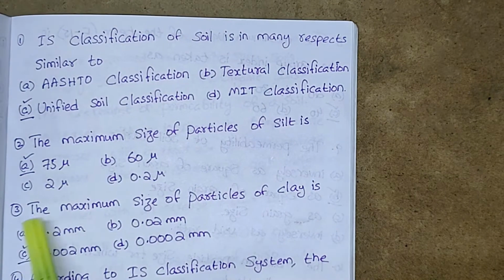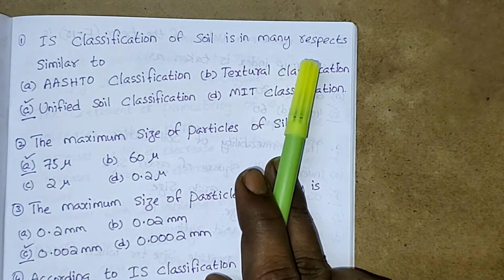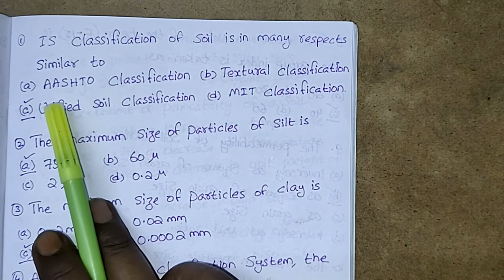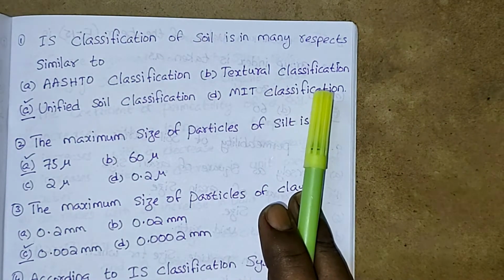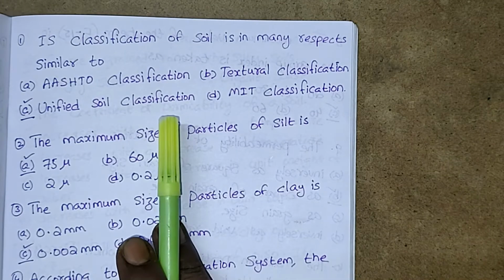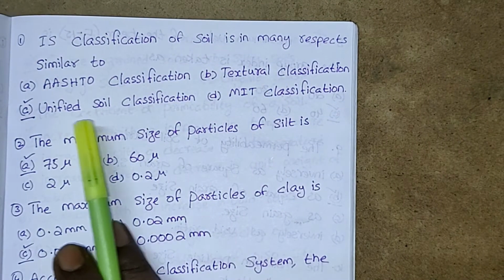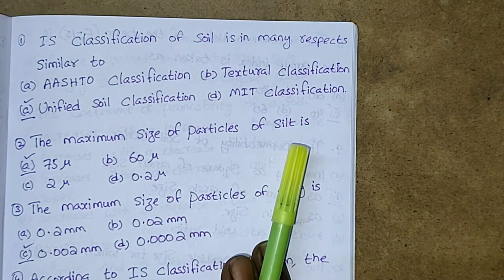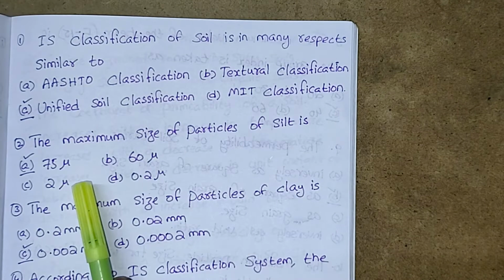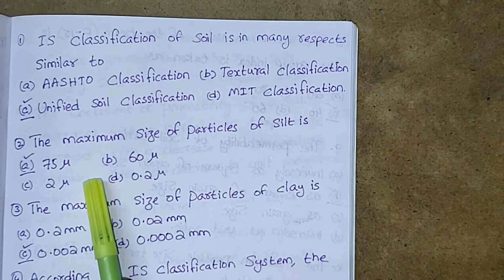IS classification of soil is in many respects similar to: AASHTO classification, textural classification, unified soil classification, MIT classification. So the answer is unified soil classification. The maximum size of particles of silt is 75 μ, 60 μ, 2 μ, 0.2 μ. So it is 75 μ.